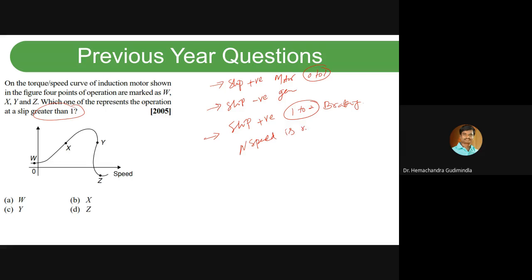Speed is negative, but slip is positive, right? Now here it is the speed curve, speed versus torque. Speed is negative at this point, and in the remaining points speed is positive. X, Y, Z speed is positive except W. So speed is negative and slip is between 1 and 2. So this point is W. So option A is the correct option.